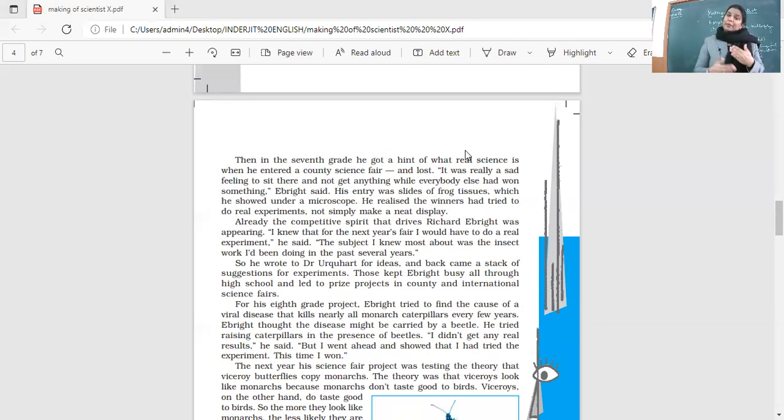And he's already preparing in advance. Next year, when this competition happens, what am I going to do? He said, the subject I knew most about was the insect work I'd been doing in the past several years. So what did he know about? He knew about butterflies. And he thought, I'm going to do something on the butterflies only.